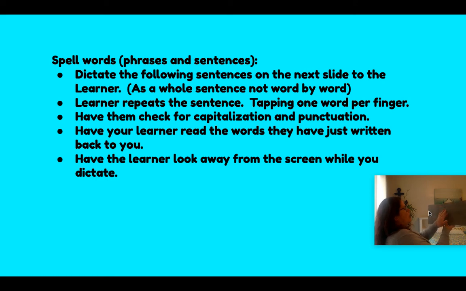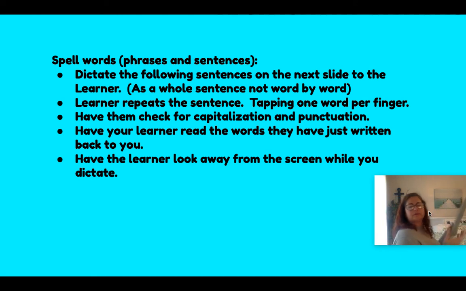The cat was at home. Okay. If it goes beyond the 5, then they start back on that pinky again. The cat was at home. Okay, so they will do that, and then they will repeat the sentence, tapping one word per finger. Then they're going to write the phrase or sentence.